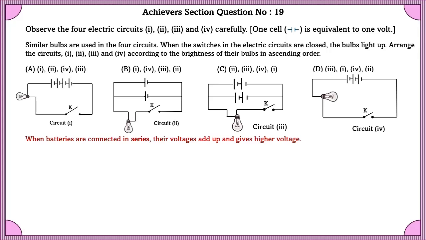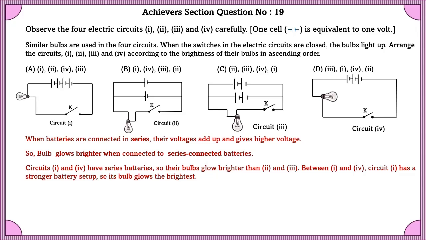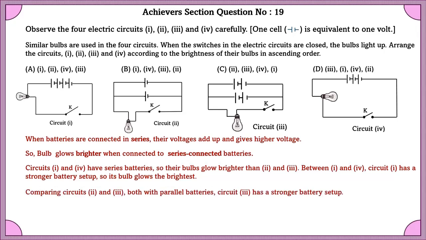When batteries are connected in series, their voltages add up and give higher voltage. So, bulb glows brighter when connected to series connected batteries. Circuit 1 and 4 have series batteries, so their bulb will glow brighter than second and third. Between 1 and 4, circuit 1 has a stronger battery setup, so its bulb will glow the brightest.